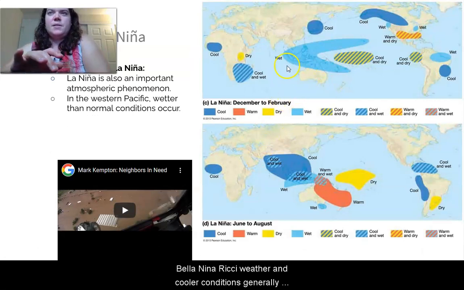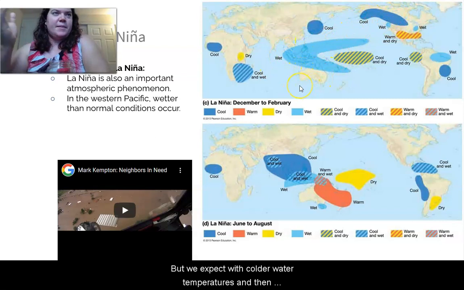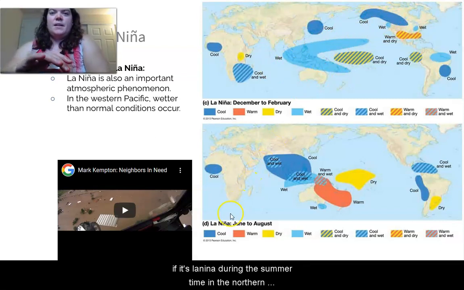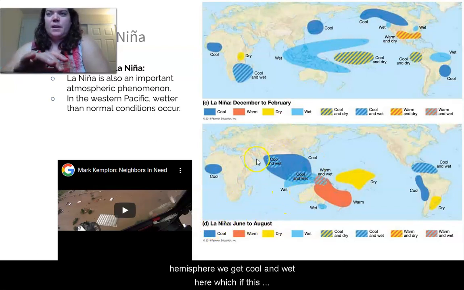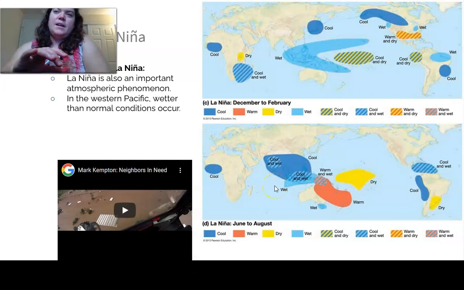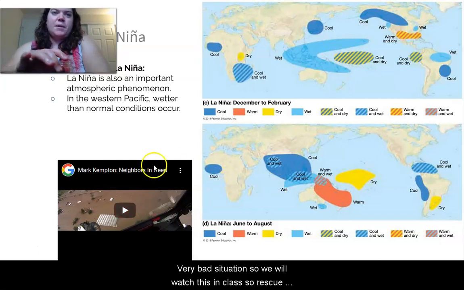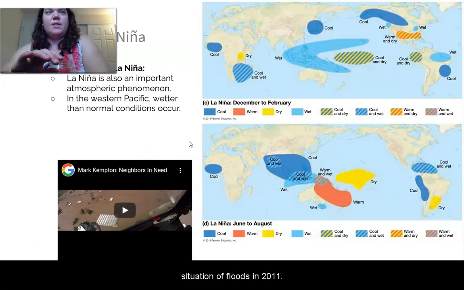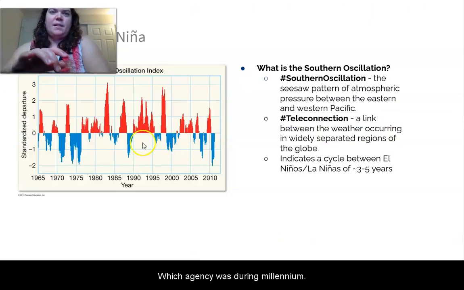For La Nina, we see wetter and cooler conditions generally around the world, which is what we expect with colder water temperatures. And then if it's La Nina during the summertime in the northern hemisphere, we get cool and wet here, which, if this happens during their monsoon, is really, really bad. So a very bad situation. We would watch this in class. It's a rescue situation of floods in 2011, which, if you go back here, you can see was during a La Nina event.